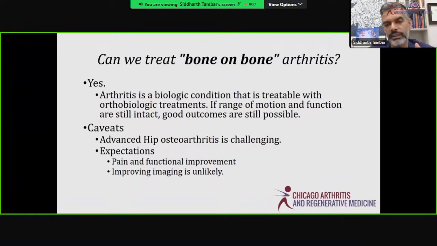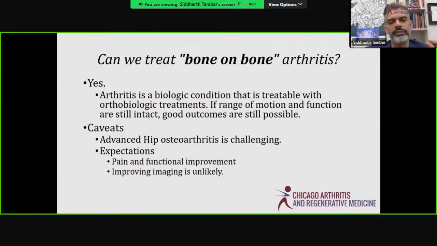Arthritis is a biologic condition, still treatable with orthobiologic treatments. If your range of motion and function is still relatively intact, good outcomes are still very possible. All the time I hear patients say that their doctor told them they have bone-on-bone arthritis in the knee. You have them bend their knee and it's fully normal range of motion. Indicative that there's still a good cartilage interface, right? They're still really not truly bone-on-bone.